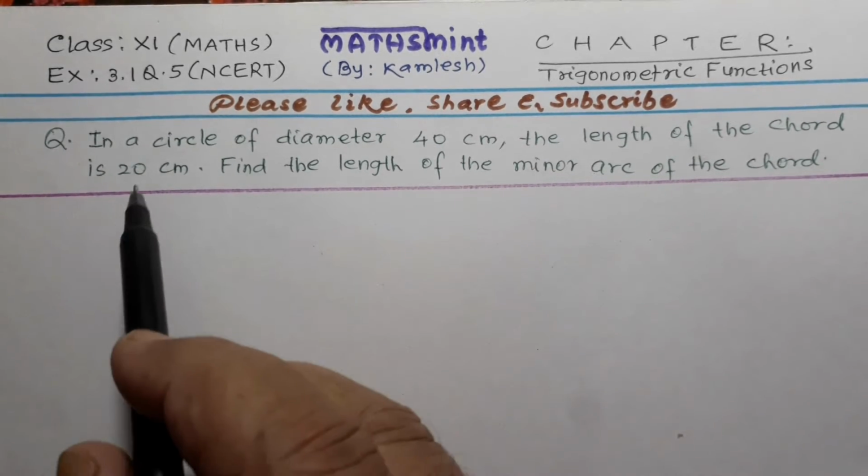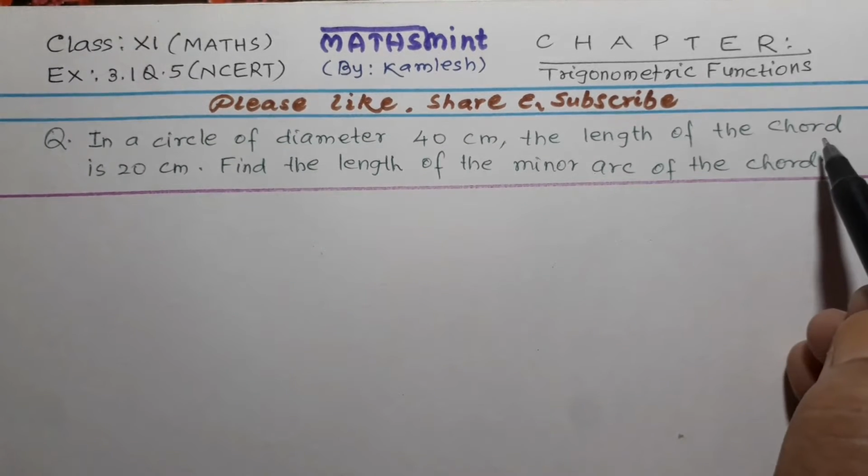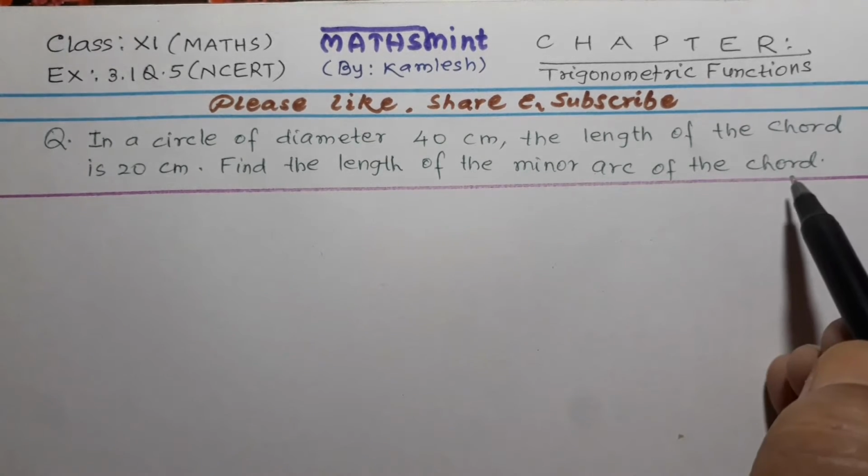Question is, in a circle of diameter 40 centimeter, the length of the chord is 20 centimeter. Find the length of the minor arc of the chord.